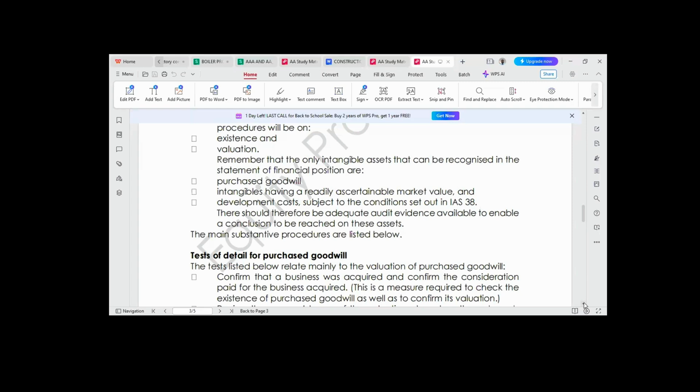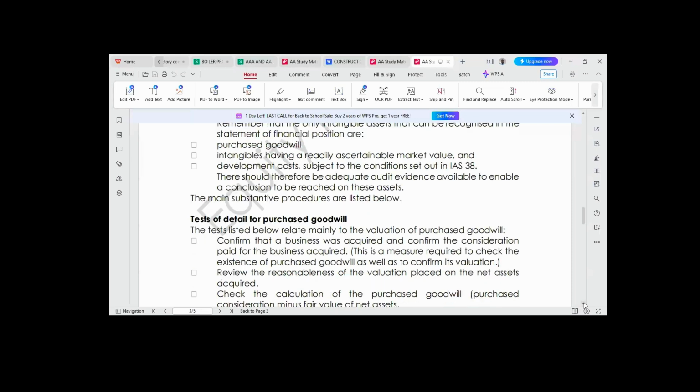So the company taking over another company, we need to establish that the business that is being taken over does enjoy some form of what? Purchase goodwill. Okay, now they also carry out valuation of the purchase goodwill. So the auditor will also review the reasonableness of the valuation based on the net assets acquired.